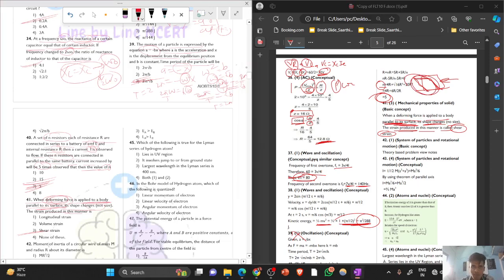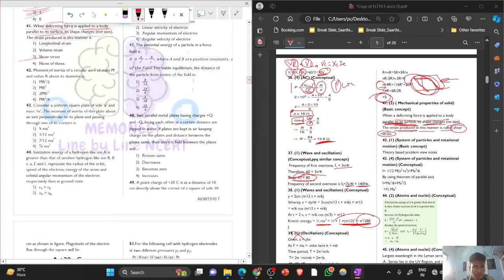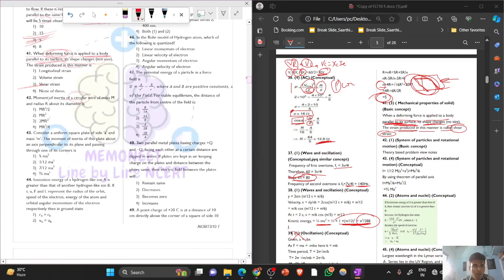Now moving ahead, the moment of inertia of a circular wire of mass m and radius r about its diameter. It's simply like a disk, that's mr square by 2. Option number first will be your correct answer.